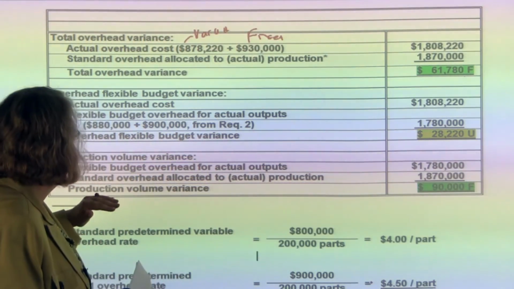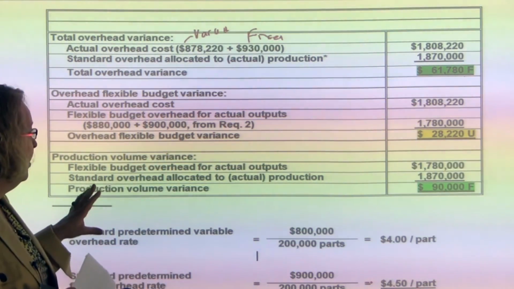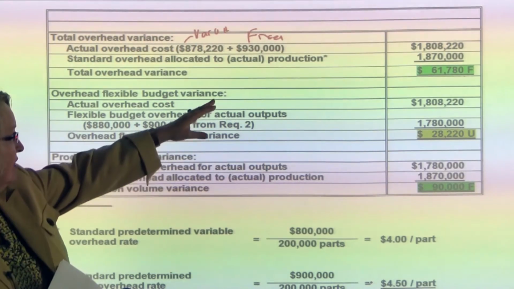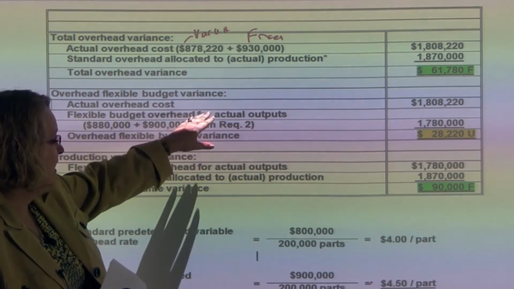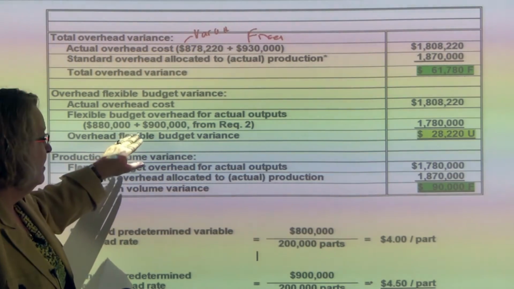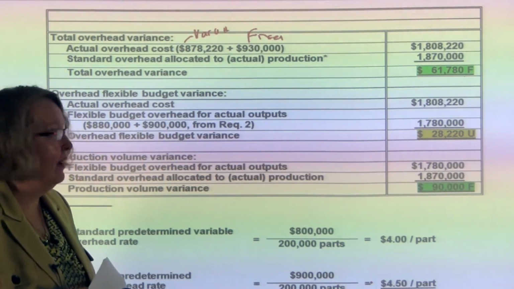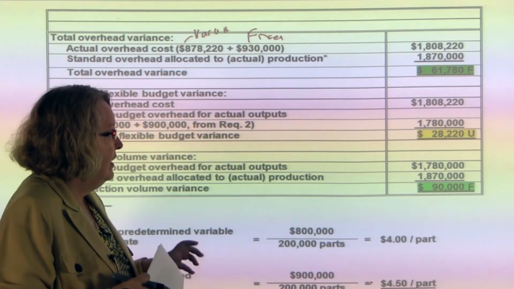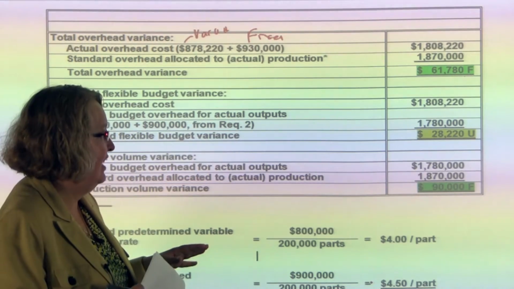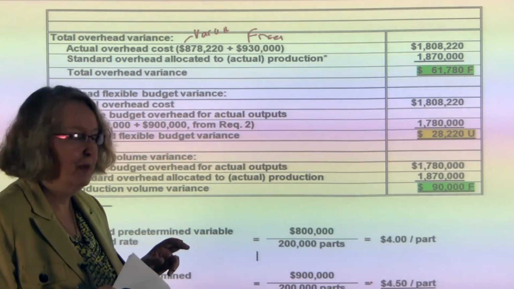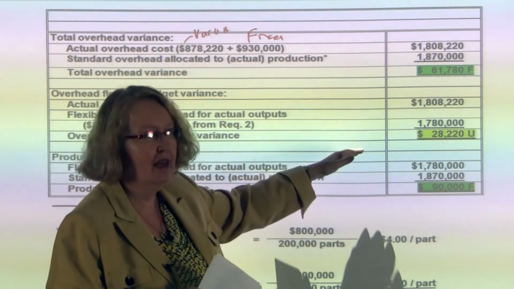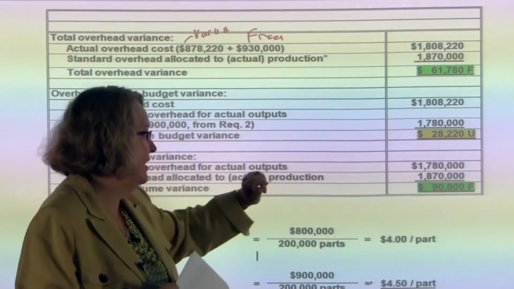$61,780. So here it's made up of your flexible budget variance, so you have your actual cost, which is given to you in the table. Then your flexible budget overhead cost, and you've already calculated this in requirement 2. So of that total variance of 61,780, you actually had an unfavorable component which related to cost. So the cost was actually higher than you had expected by $28,220.